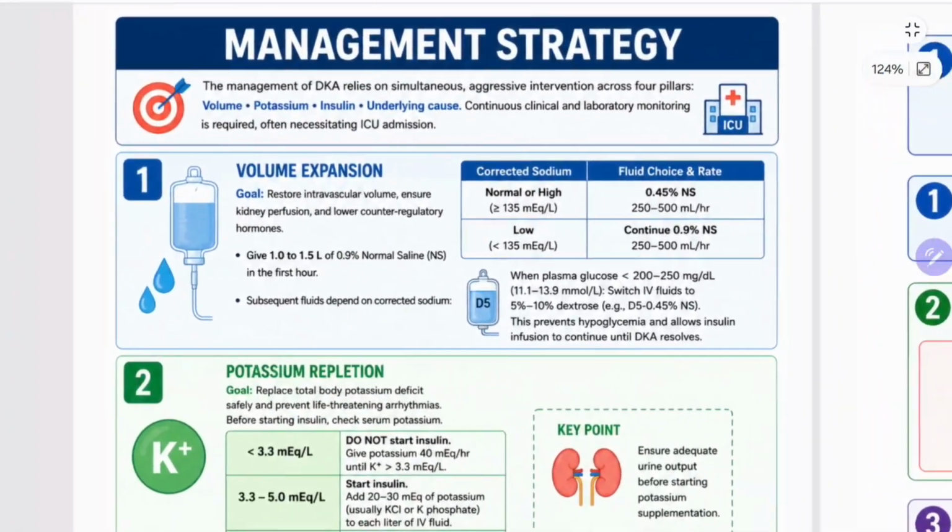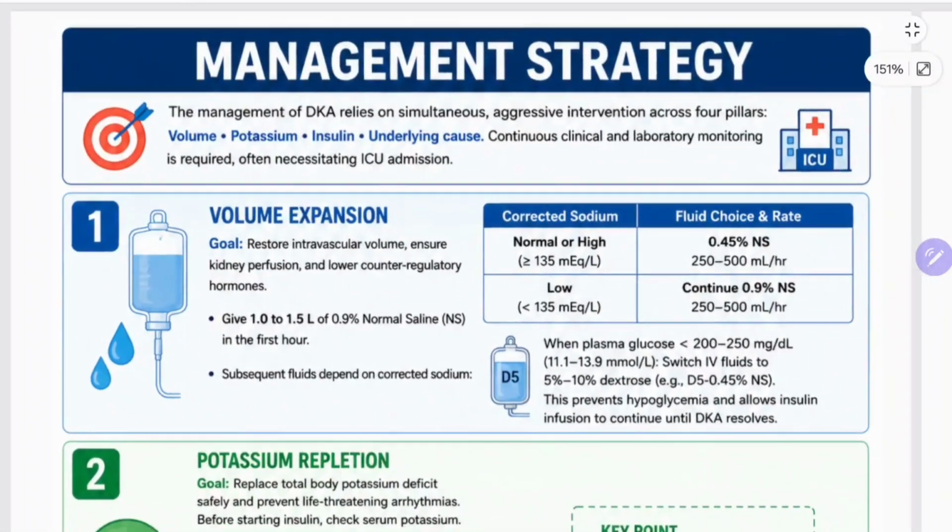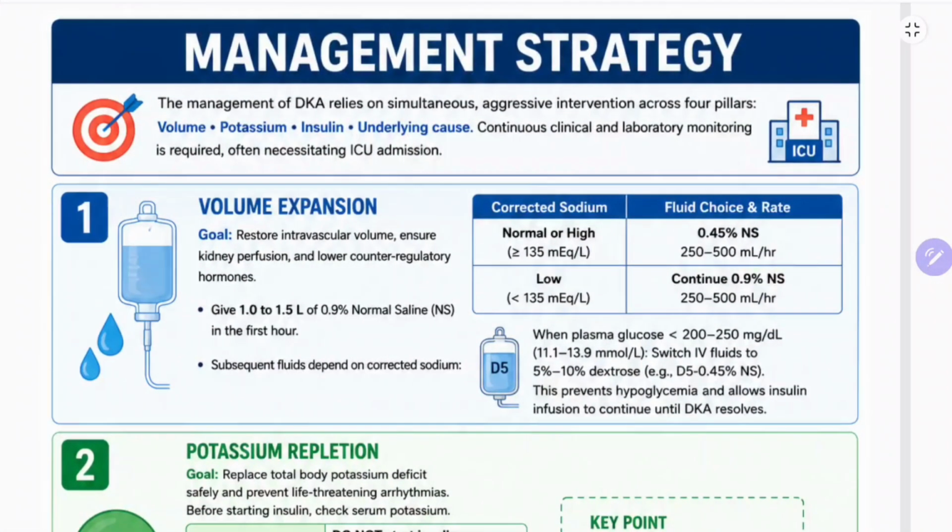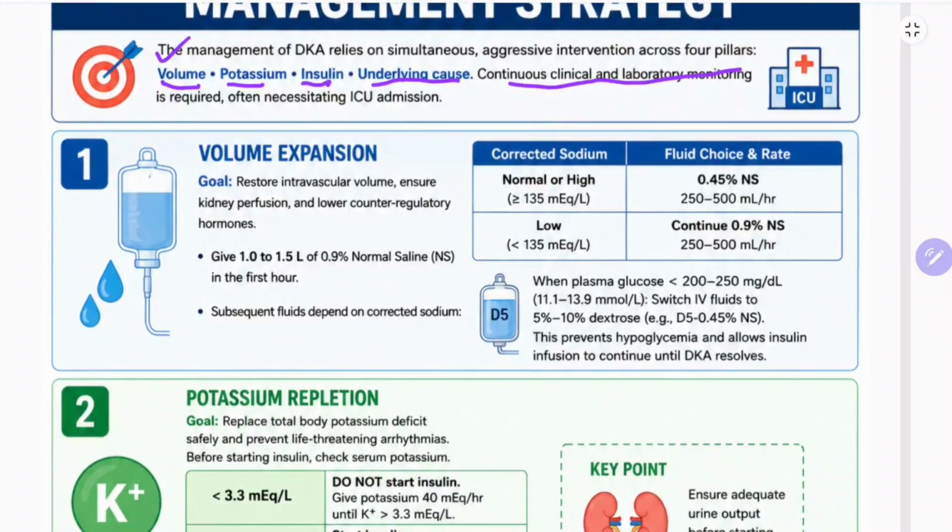What should be the management strategy then? So management strategy, the management of DKA relies on simultaneous aggressive intervention across 4 pillars. 1, volume; number 2, potassium; number 3, insulin; number 4, underlying cause. So in this manner you will correct. This is the strategy: volume, potassium, insulin, and cause. Continuous clinical and laboratory monitoring is required, often necessitating ICU admission. So this management should be done concurrently with monitoring.